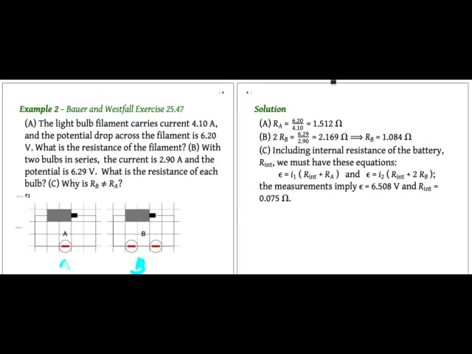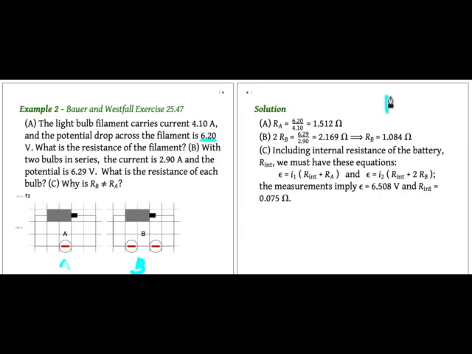So part A is very simple. Part A is to calculate the resistance of the filament, and we use Ohm's law. It's the potential difference across the filament, and neglecting any resistance in the wire, that's just the potential difference across the electrodes of the battery. So that's 6.2 volts divided by the current. The current has been measured to be 4.1 amps.